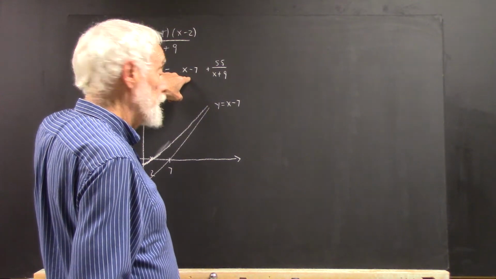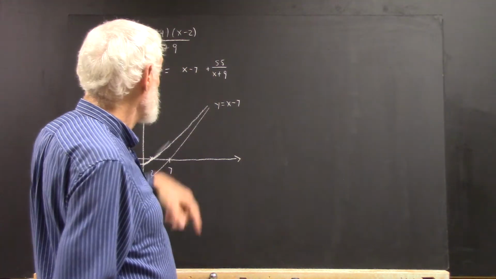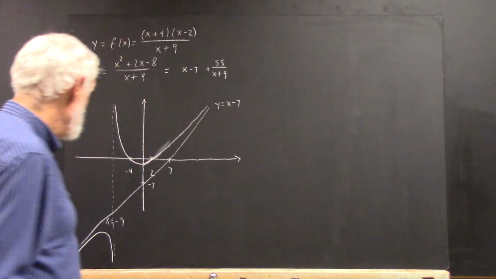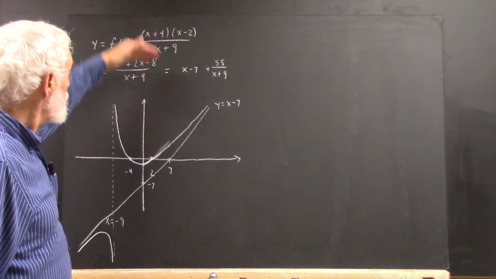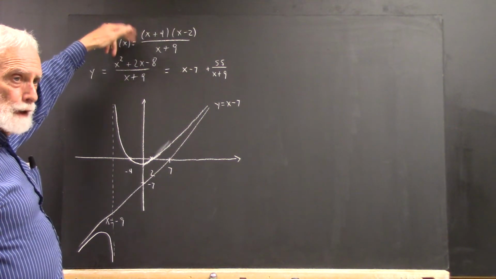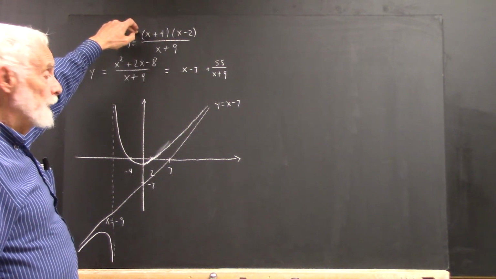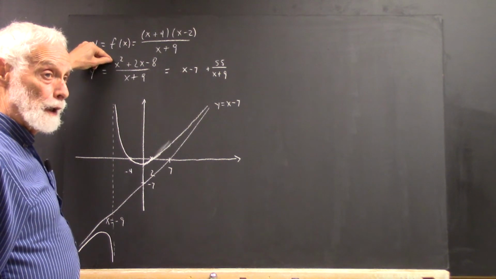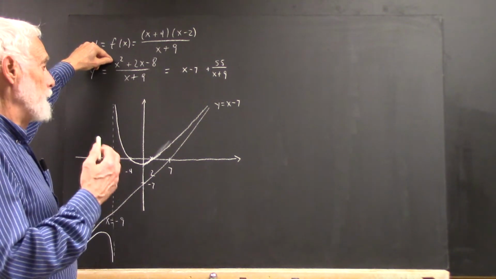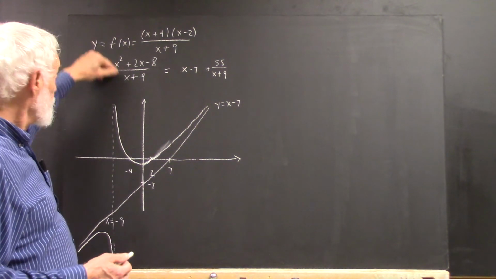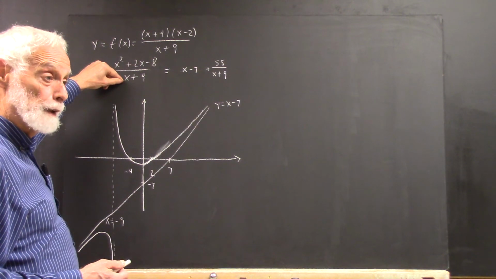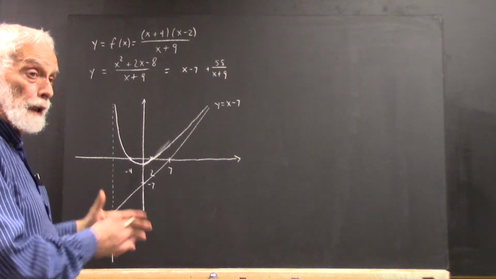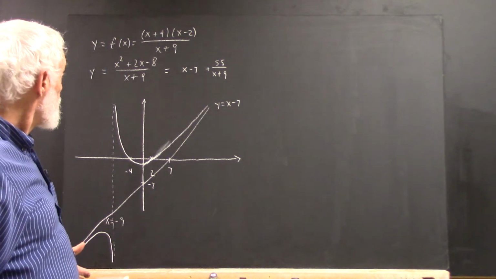Now, where do we get this x - 7 and 55/(x + 9)? Well, that comes from a long division. Okay? So anytime you have a graph of a rational function like this, where the numerator has a higher power than the denominator, meaning if you expand the numerator, the leading power is greater than the highest power of the denominator, you could do a long division and learn a little bit more about how the graph behaves for large x.